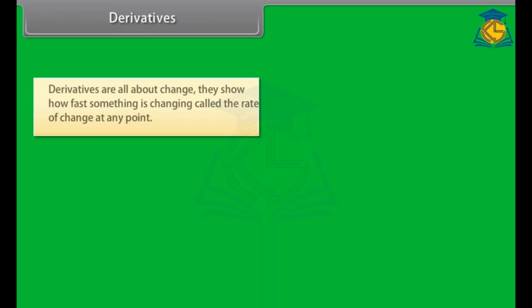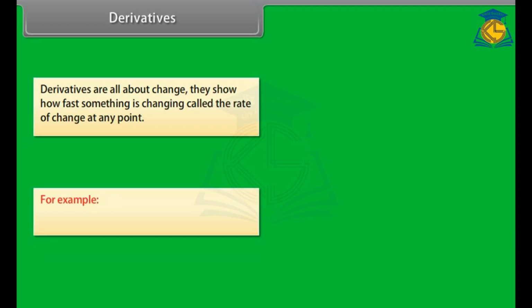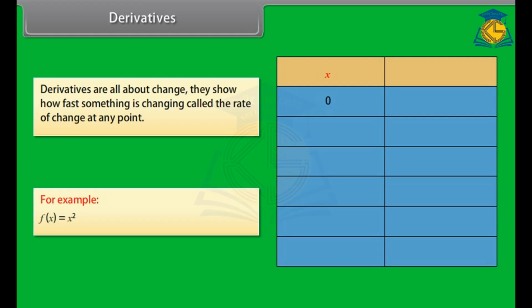Derivatives. Derivatives are all about change. They show how fast something is changing, called the rate of change at any point. Let us get straight into an example. The function x square, f(x) is equal to x square. Here are some values. For x is equal to 0, the value of f(x) is 0. For x is equal to 0.5, the value of f(x) is 0.25. For x is equal to 1, the value of f(x) is 1.